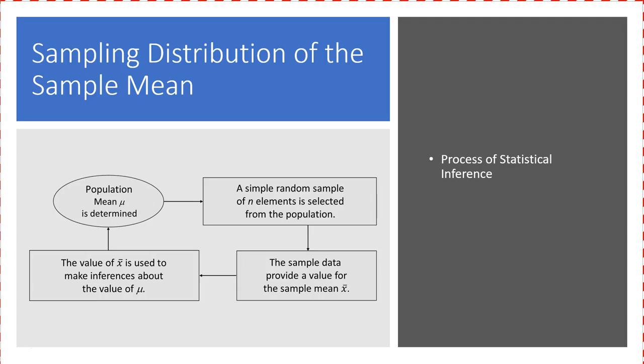So when we think about the sampling distribution of X bar, or the sample mean, most of the time you're going to start in the upper right-hand corner where you have a sample of n elements selected from the population. And then you're going to use that sample data to provide the value for the sample mean. Then you use the value of X bar to make inferences about the value of the population mean, which then allows eventually for the population mean to be determined.